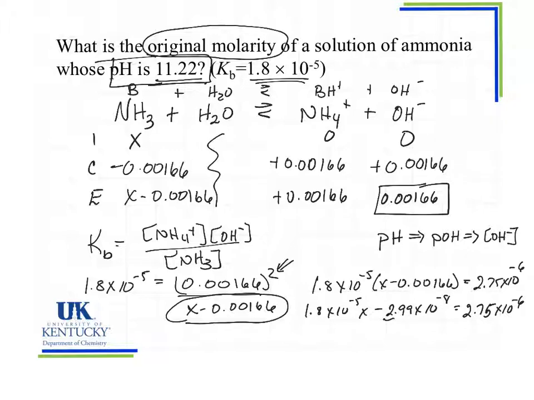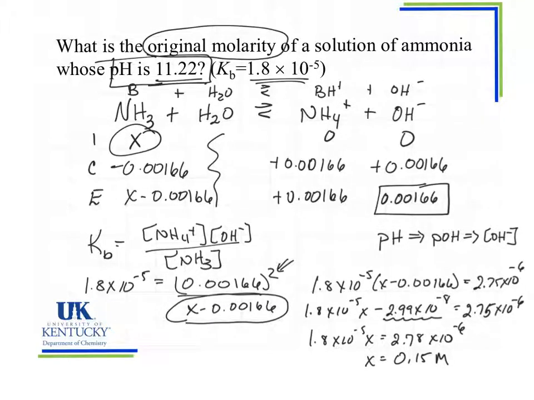I will add this to both sides. That will give me 1.8 times 10 to the minus 5 x is equal to 2.78. I'm adding it, so it goes up a little bit, times 10 to the minus 6. Then I will divide by the 1.8 times 10 to the minus 5, and it leaves me with an x equal to 0.15. And since x was the original concentration of ammonia, I have found my answer.